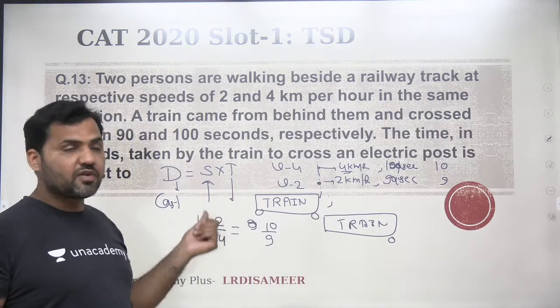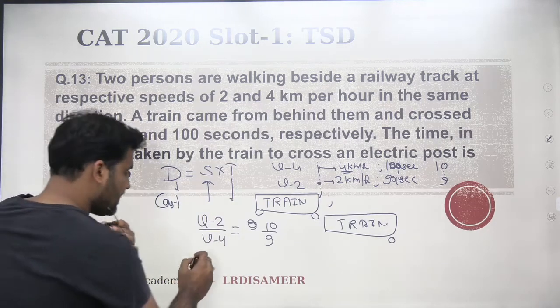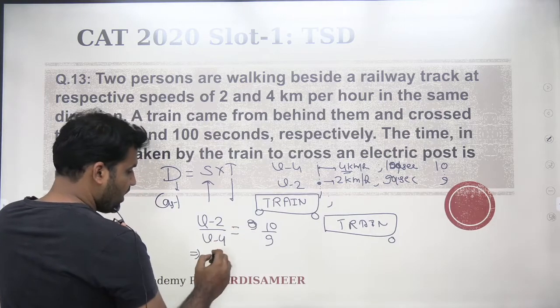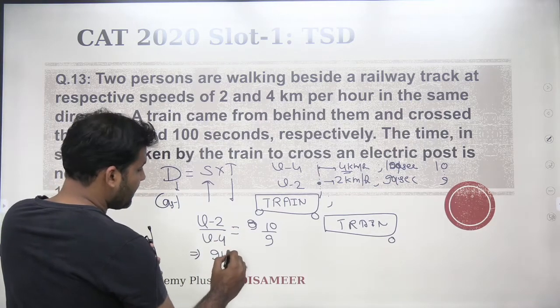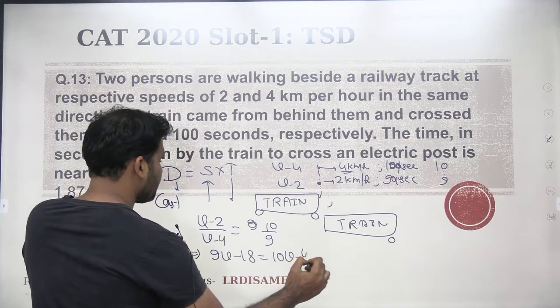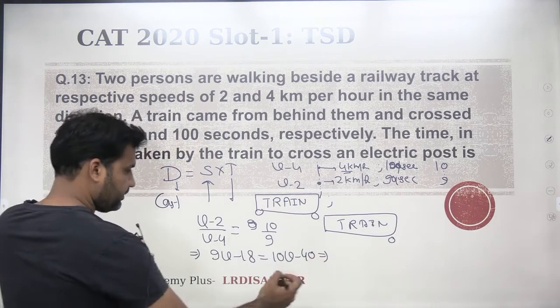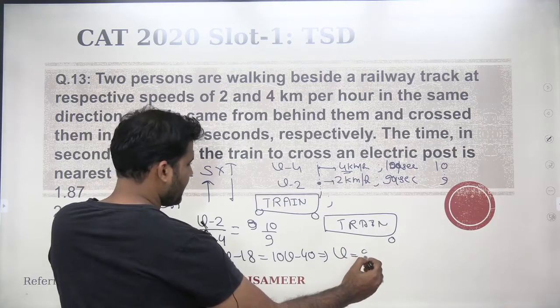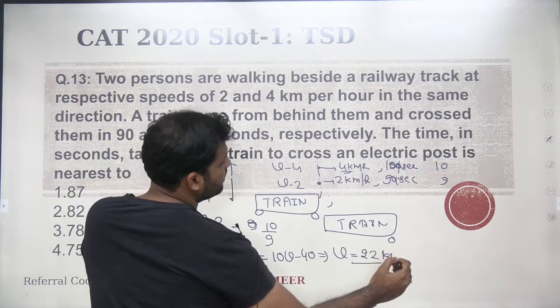Speed and time are inversely proportional to each other. Now solving this small equation, you will get your v, right? 9v minus 18 is equal to 10v minus 40. That means the value of v will be 22. So v is 22 km per hour.